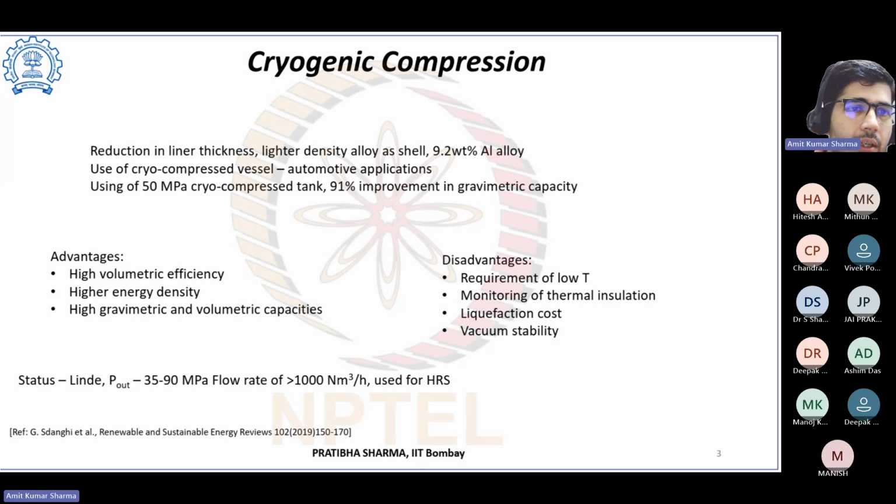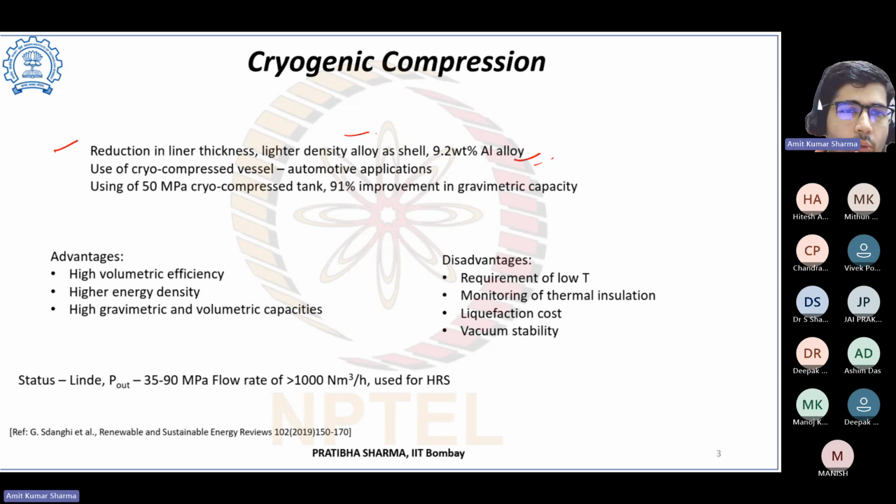So what are the benefits? Reduction in liner thickness. We need to use lighter density alloys for the shell. The best option is 9.2 weight% aluminum alloy.